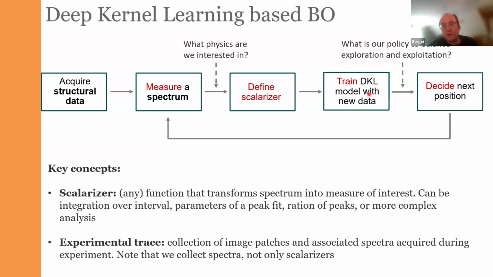Then we train our deep kernel learning model. Then we get our acquisition function. This is the second decision that we make, how we balance exploration and exploitation. Then we decide the next position. So this is the workflow.